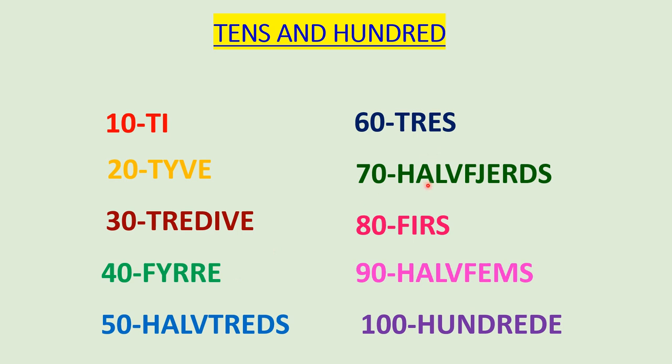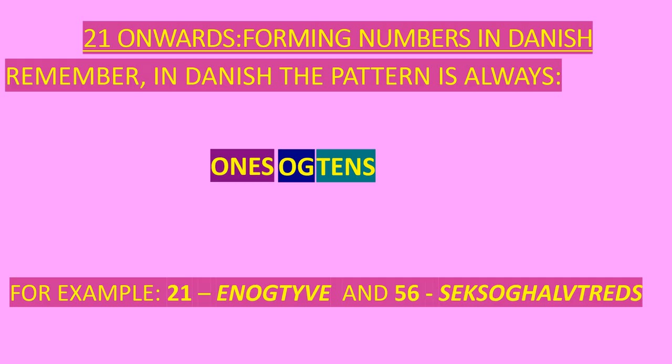Now that we know the tens, let's learn how to make bigger numbers in Danish. In Danish, numbers from 21 to 99 are formed by saying the ones first, followed by og, which means and, then the tens. This means the order of the ones and tens is often reversed compared to English.